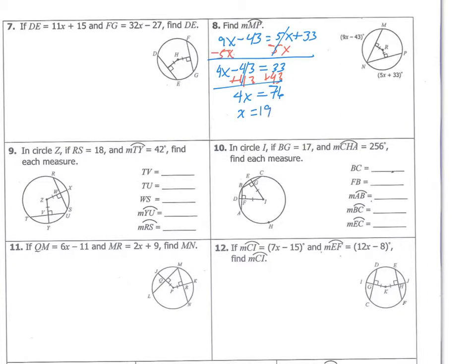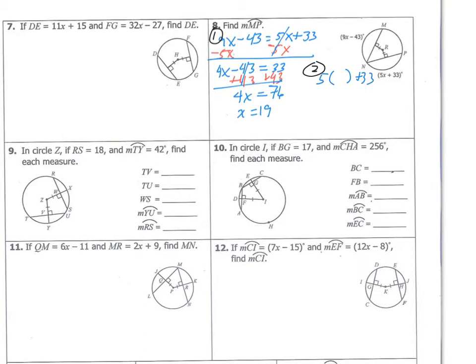Does that answer the question? No. So we have to go back and find MP. Okay, so this is just step 1. How am I going to find MP? Don't I have to find what the measures of these are first? And then do what? Subtract them from 360. So let's plug in. Which one looks easier? Yeah, I would use that one. 5x plus 33.